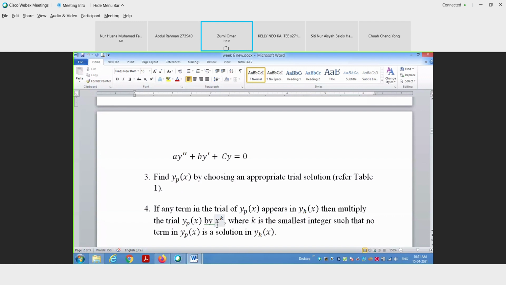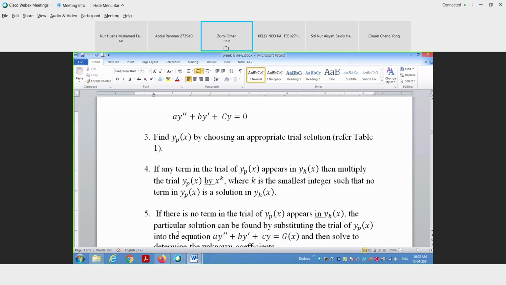If they are the same, you multiply with x squared. If you have the same, then you multiply with x cubed and so on. In other words, you multiply yp with x to the power of k, where k is the smallest integer such that no terms in yp are the same as yh. Later on you will understand it better.